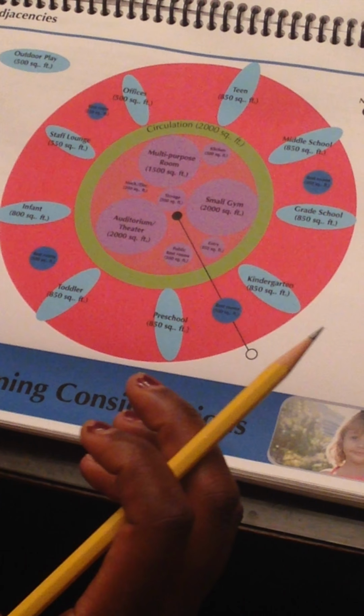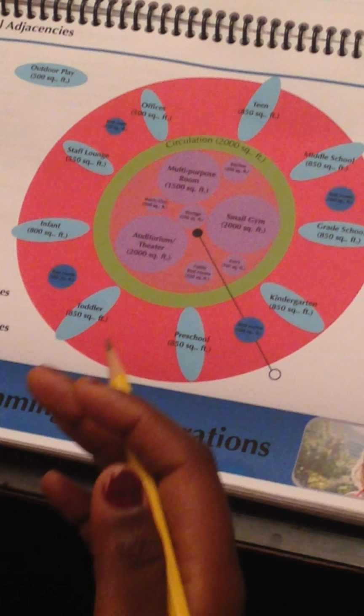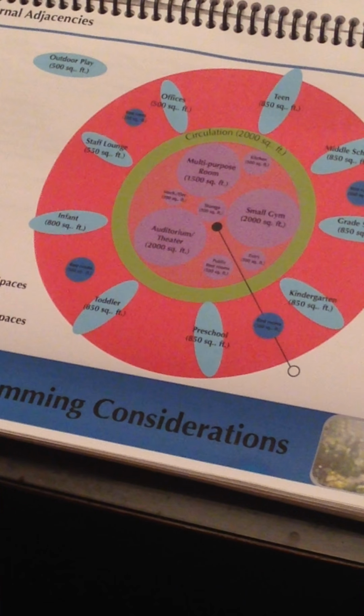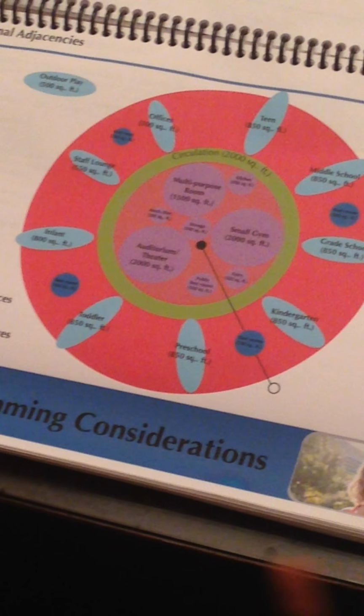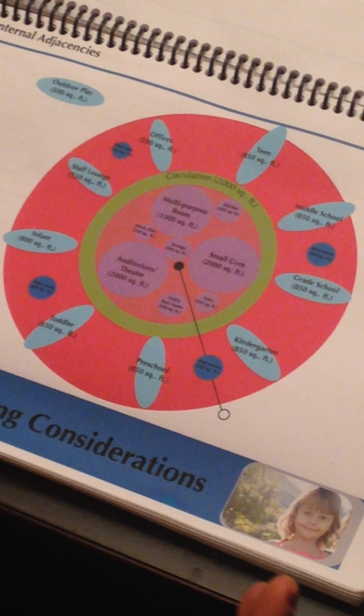Adjacency diagrams become important because now we're studying what spaces need to go relationally next to others and what relationships become very important before we even start fitting spaces into an actual floor plan. So it's really important to make sure we have this skill set as designers to be able to effectively program.